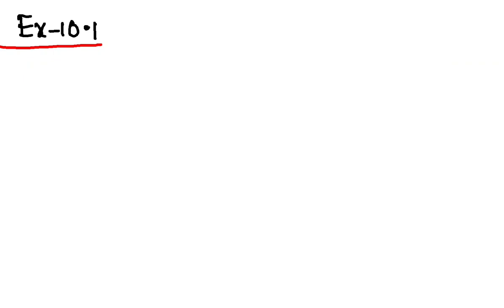Alright, so we are continuing with exercise 10.1. Let's go to question number 8 now. Questions number 8, 9 and 10 are very important. So question number 8 says there are two people. They borrowed the same amount of money, 7,500.